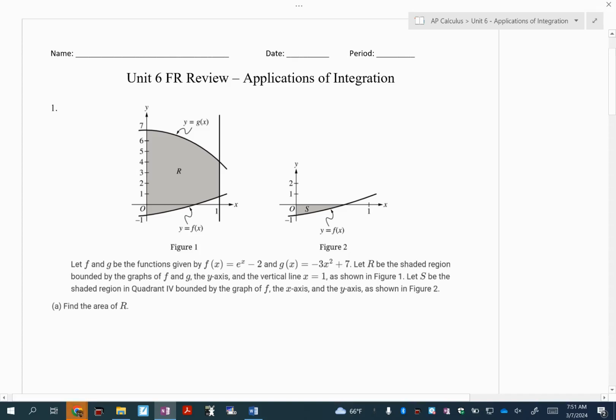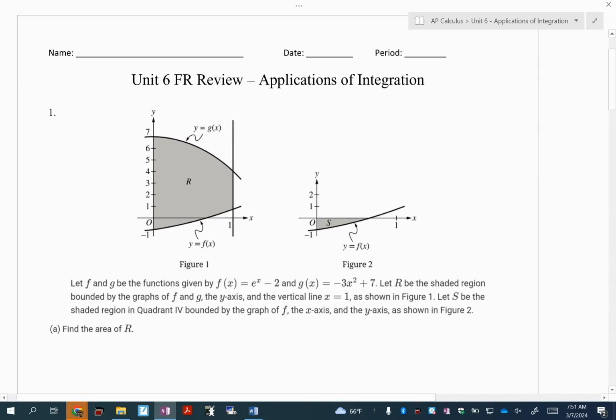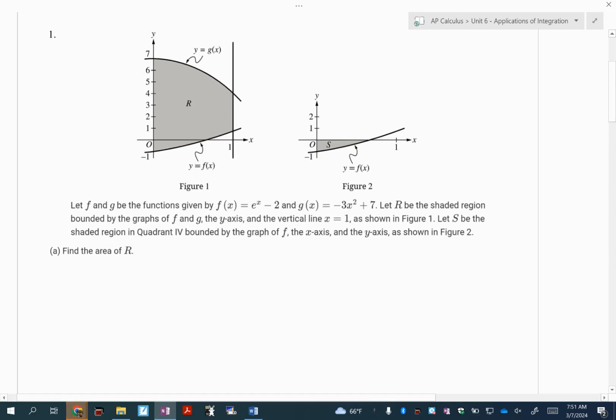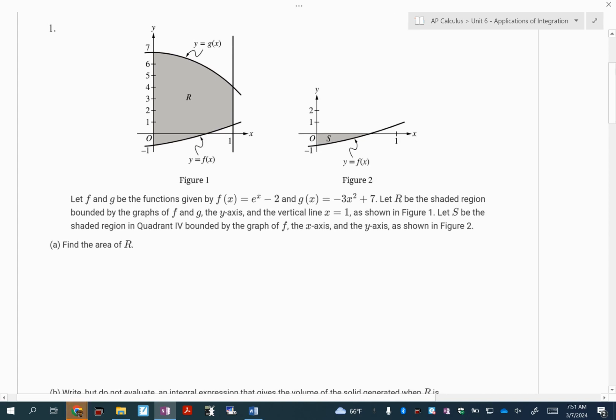I'm going to go over the free response review questions for our Unit 6 test over the applications of integration. So here we go. Number one, we've got two functions. I'm going to focus first on this figure 1, where it's looking at the shaded region labeled R, and it's asking us in part A to find the area of that shaded region.